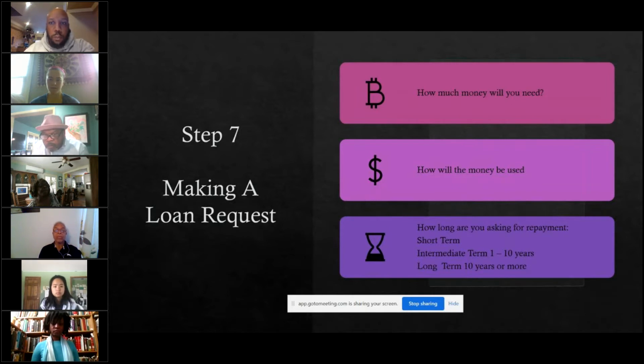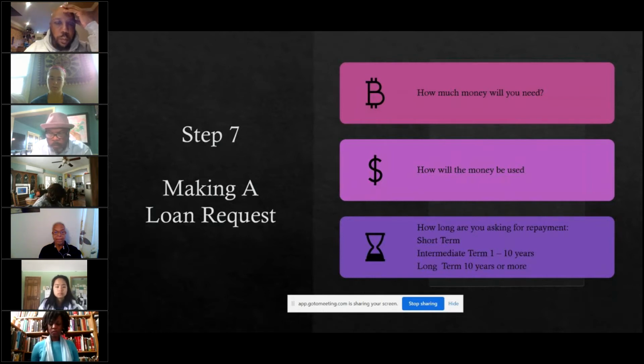Do you need supplies? Do you need equipment? Do you need uniforms? Do you need to hire people? How much money do you need to get this venture off the ground? And how are you going to use the money? You can't just go to the bank and say, I need $50,000. What are you going to use that money for?